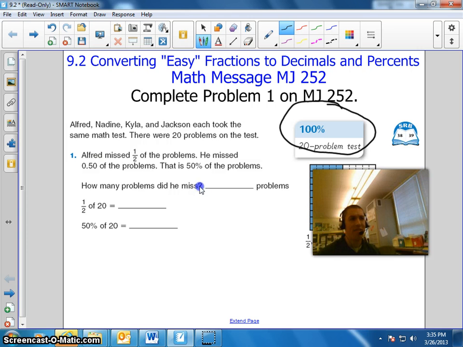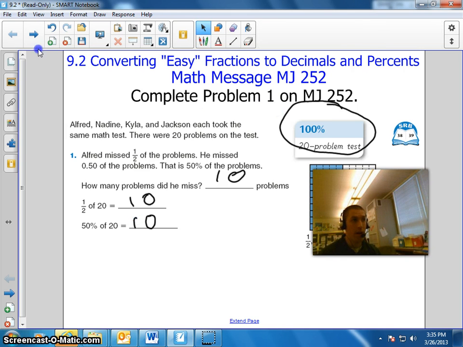So how many problems did he miss? Well, if he missed half of them, or 50%, what is half of 20? I hope you know the answer is 10. So what is 1/2 of 20? 1/2 of 20 is 10. Or what is 50% of 20? If you know 50% is the same as 1/2, you know the answer is 10. Good, so let's move on.